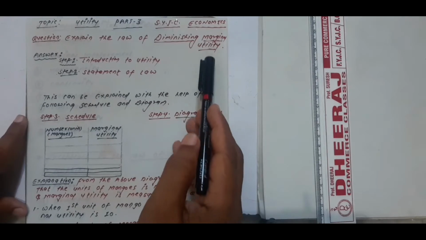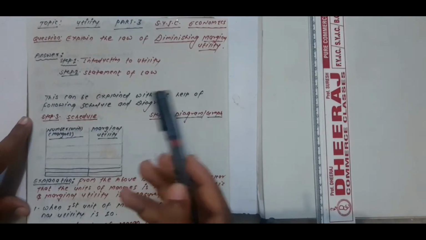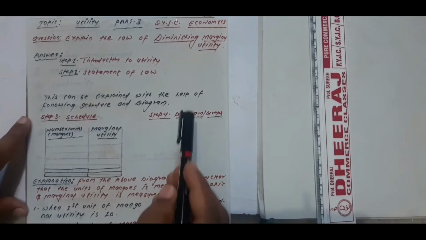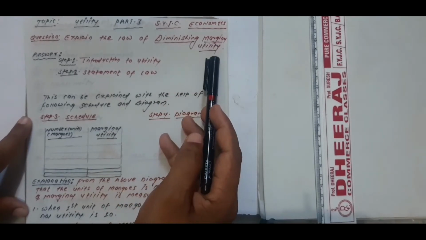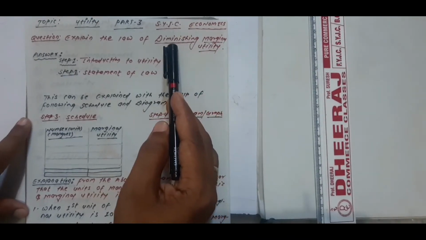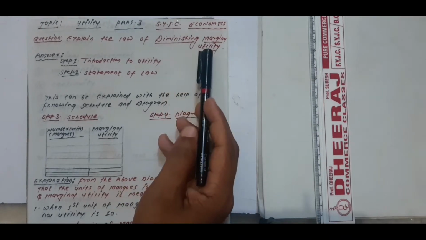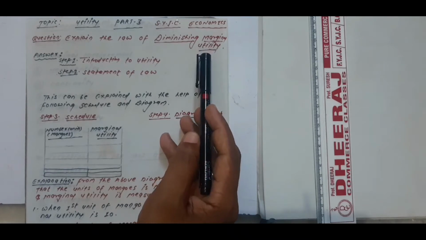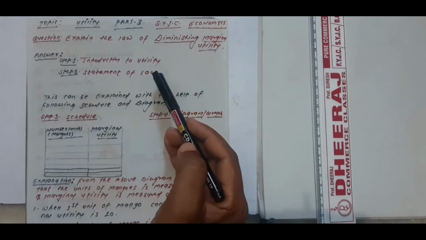Dear friends, utility means what? Utility means the power of a thing to satisfy human wants. But the term here is diminishing marginal utility. Diminishing means a reduction, a reduction in the satisfaction of a person. So first we will discuss how the utility gets diminished.